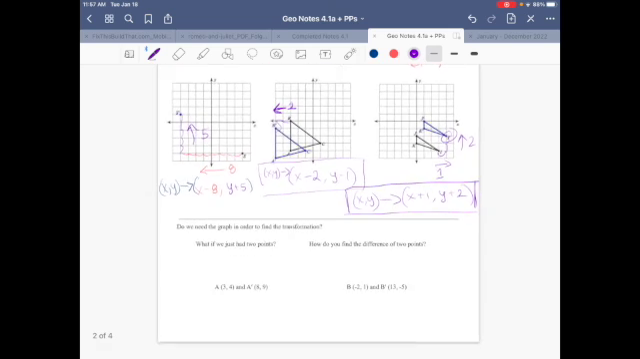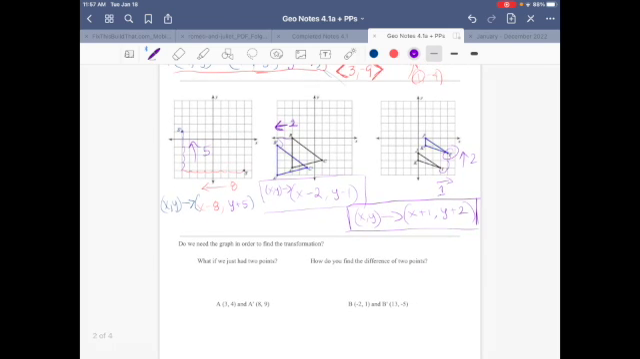Good. So how would we do this without graphing? We counted all of these on the graph. Well, you can just calculate the distance. And the way we do that is you need to subtract the initial point from the terminal point. So I'm going to say, okay, this is my initial point, and this is my terminal point.